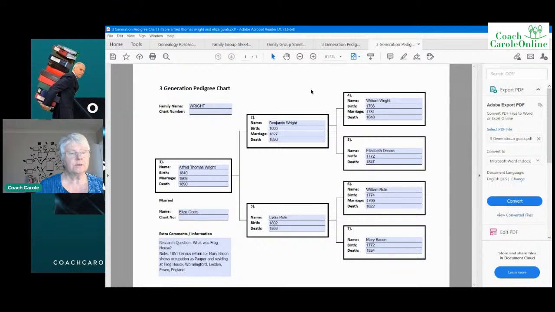So that's one of the things that helps save my sanity, is being really organised, and this 3-generation pedigree chart is a great one to use. There are also 4-generation, 5-generation, and 10-generation pedigree charts if your research goes that far back. So do have a look at the 3-generation pedigree chart to help organise your family history research.